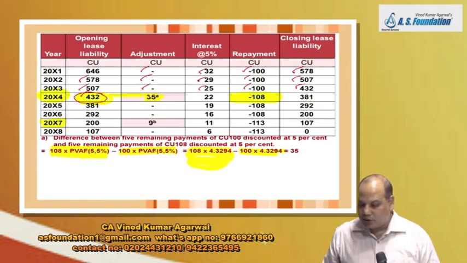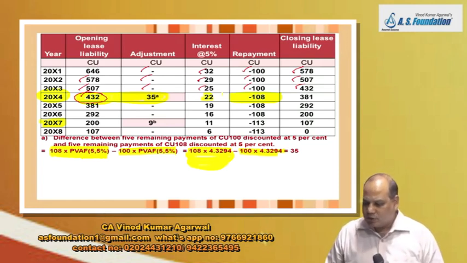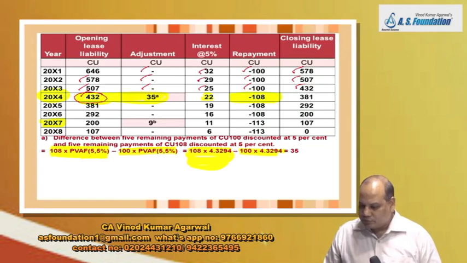So now my liability will become 432 plus 35. Interest at 5% is 23. Maybe these people have taken 22. On 432 at 5% it comes to how much? Maybe they should have taken 23 anyway. So now 108 you'll pay, and now your balance will be 432 plus 35 plus 22 minus 108.